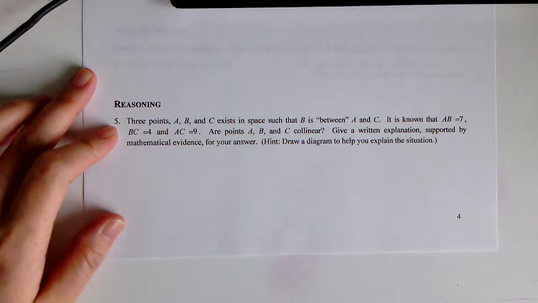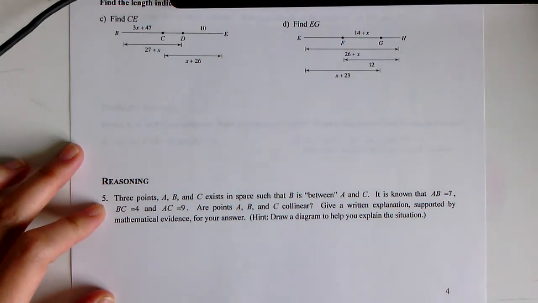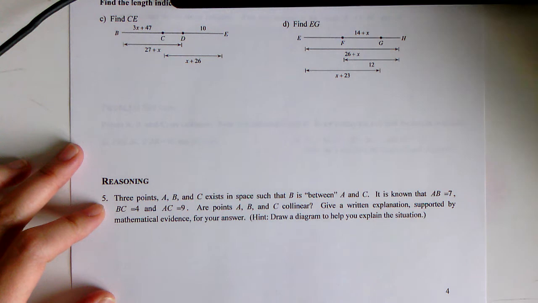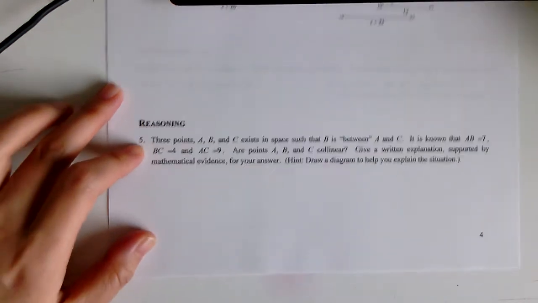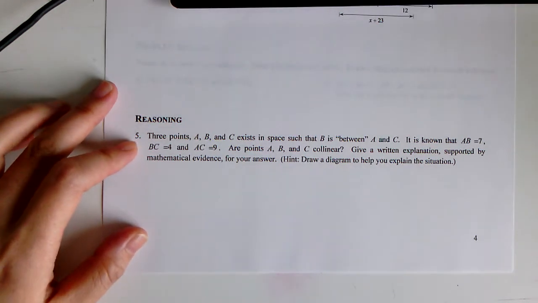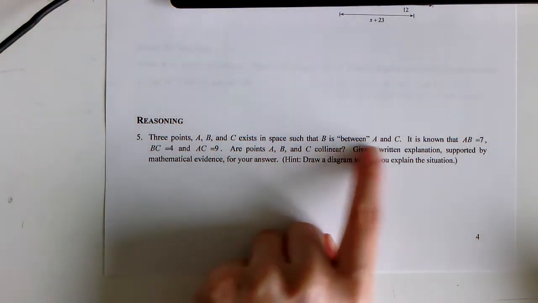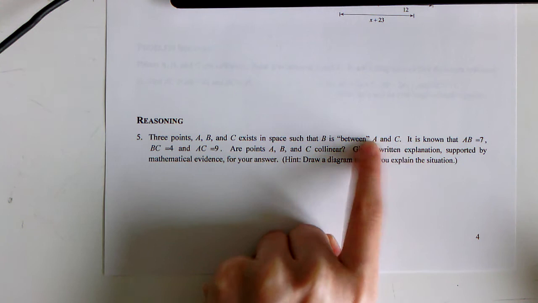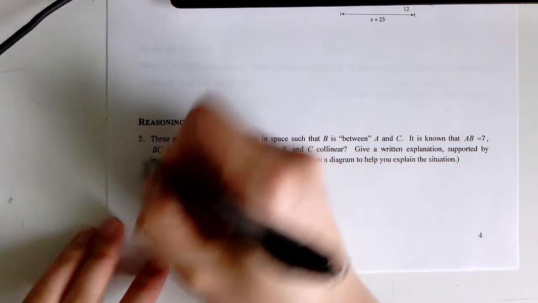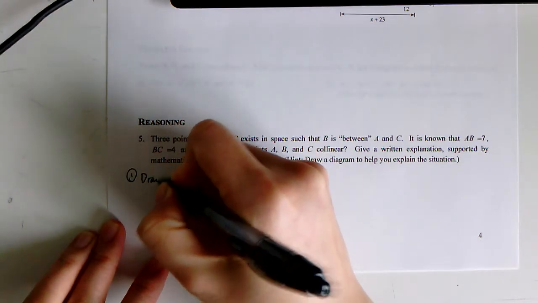We're going to be doing reasoning question number 5 and D, which is a multi-step equation problem. So let's take a look at reasoning 5. There are 3 points A, B, C that exist in space such that B is between A and C. So we wanted to create a diagram. So number one, we wanted to draw a diagram.